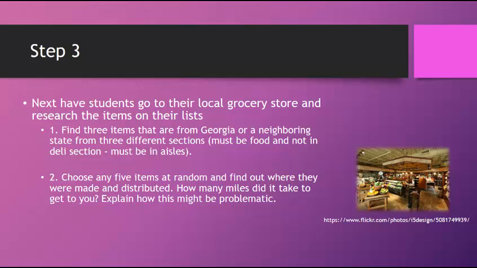Second, choose any 5 items at random and find out where they were made and distributed. How many miles did it take for them to get to you? And explain how this might be problematic. What we hope to find is that if some items were shipped from a further location, or in other words, if it has taken them more time to travel, this typically will reflect on the expense of the product. Meaning, the more a product has had to travel, the more expensive it might be.